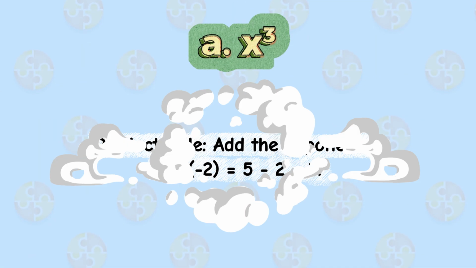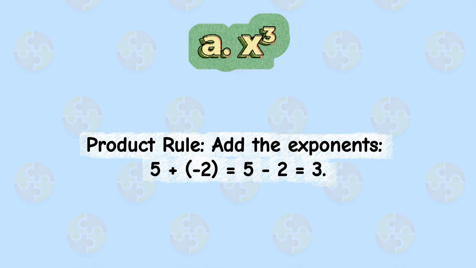The correct answer is A. X cubed. Product rule: add the exponents. 5 plus negative 2 equals 5 minus 2, which equals 3.